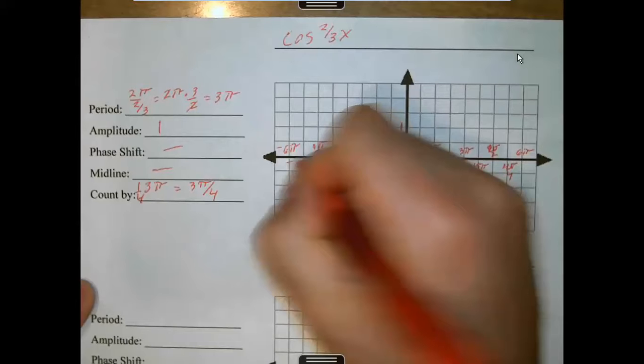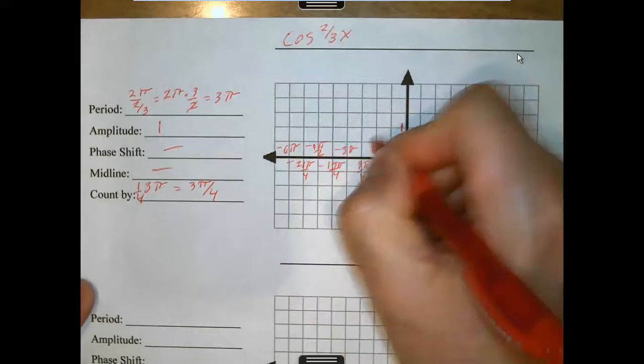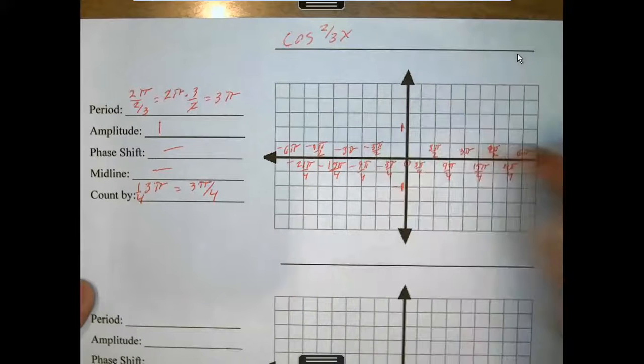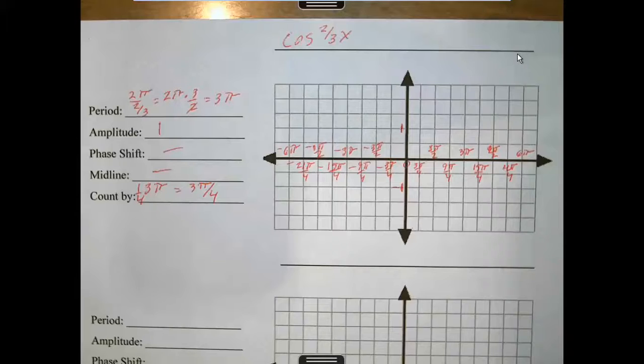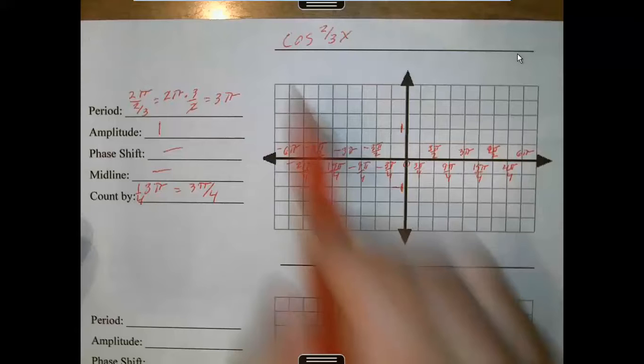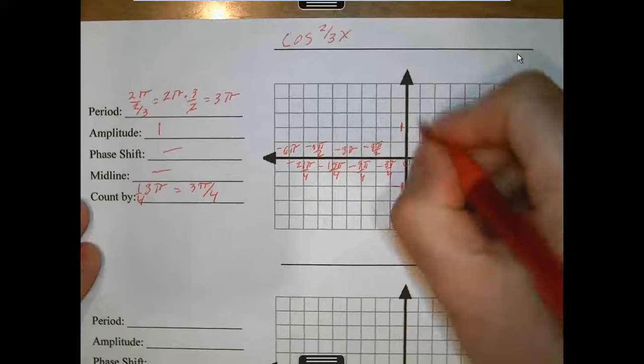Okay, make them all negative. Okay, so now I have my x-axis marked, I have my y-axis marked. Now I can start figuring out, okay, I have a cosine graph. A regular cosine graph starts at the positive amplitude. This is a regular cosine graph, it's not flipped upside down, so I start at the positive amplitude.